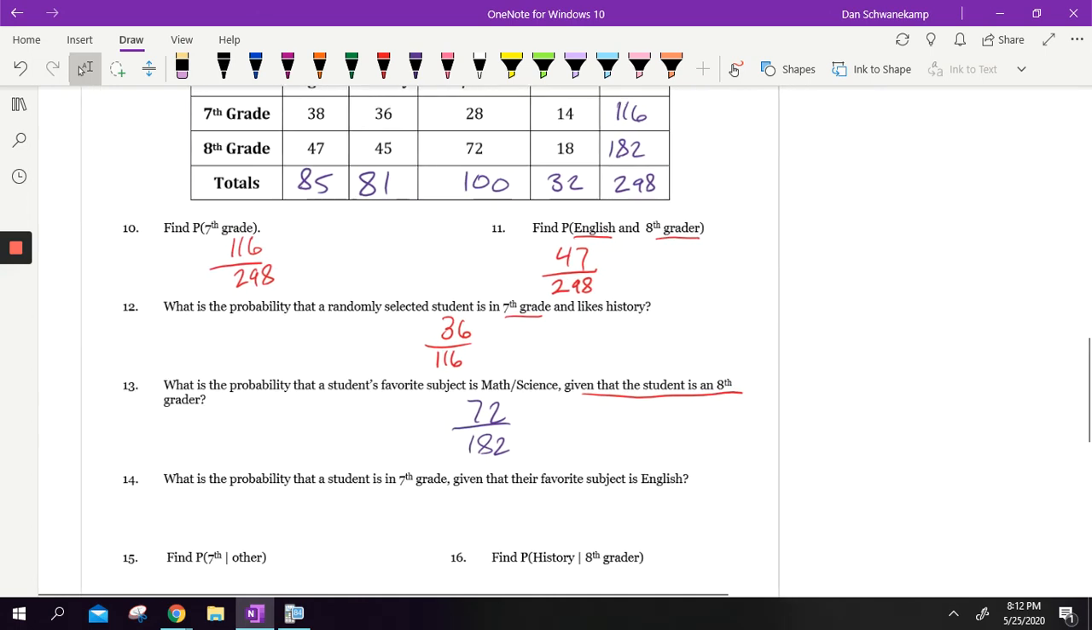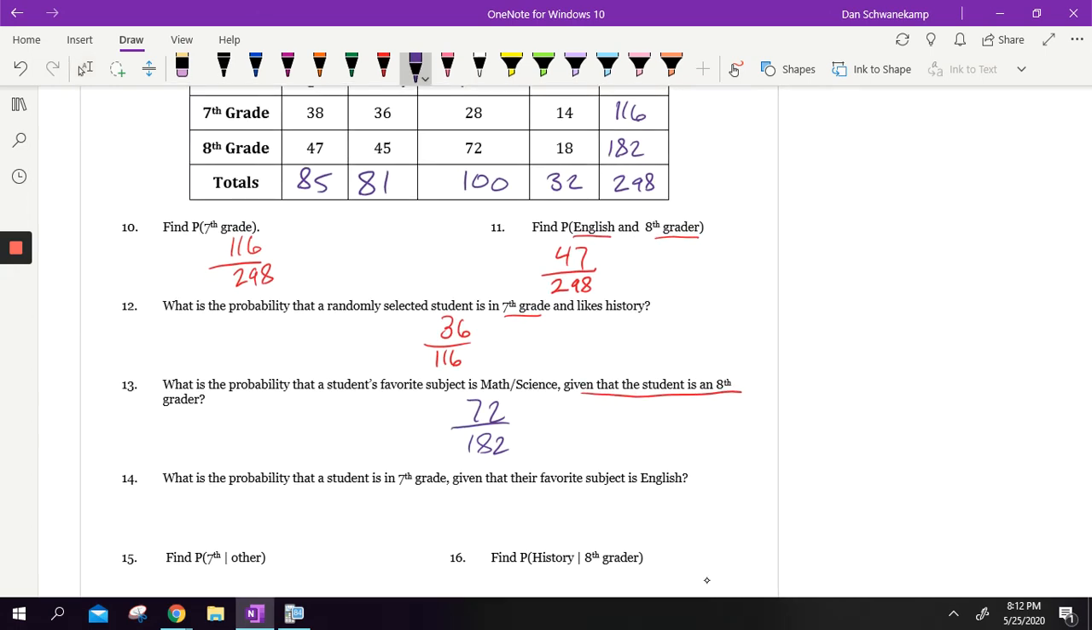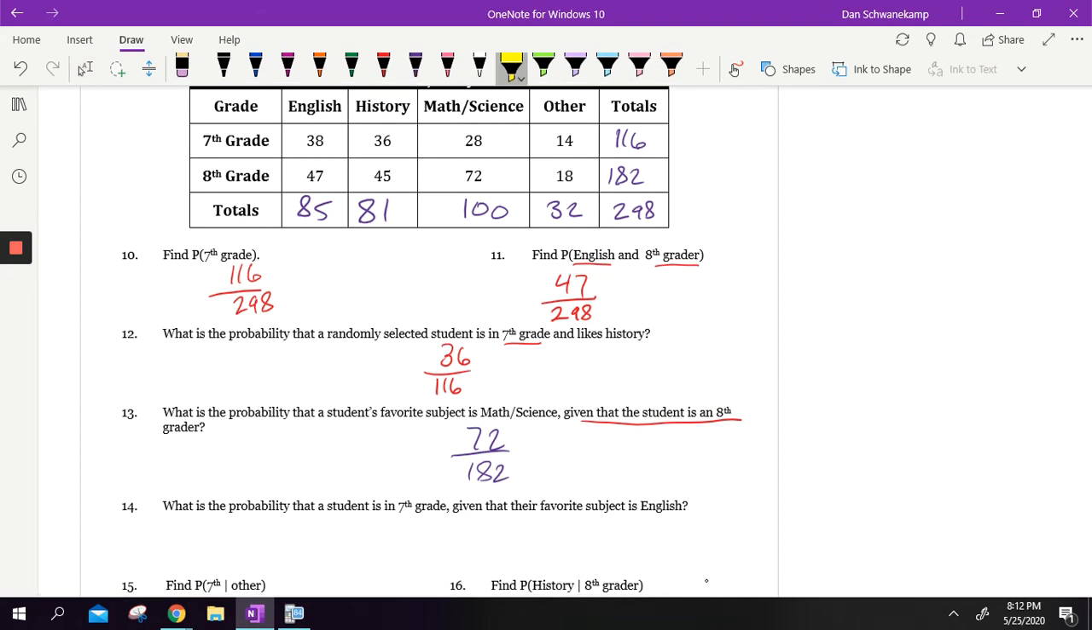What is the probability that a student is in 7th grade, given that their favorite subject is English? Given that their favorite subject is English, I'm only looking at this column. So I got 85 to choose from. That they're in 7th grade, 38.